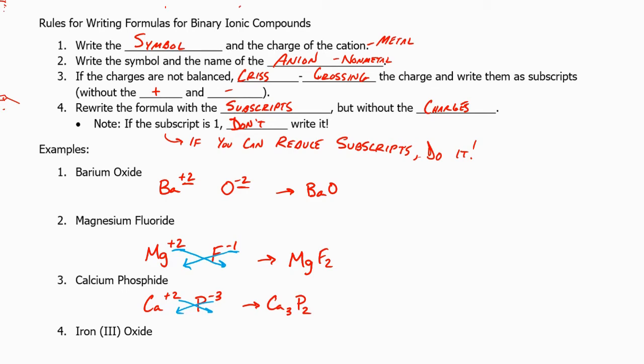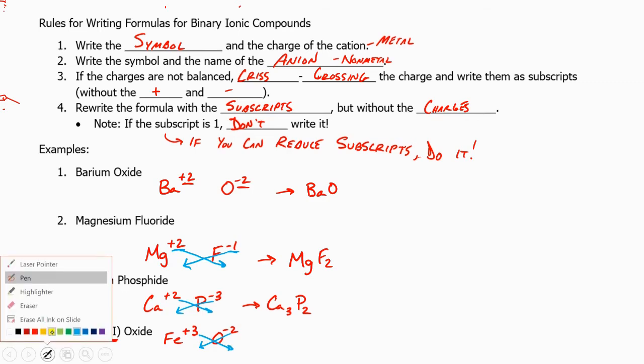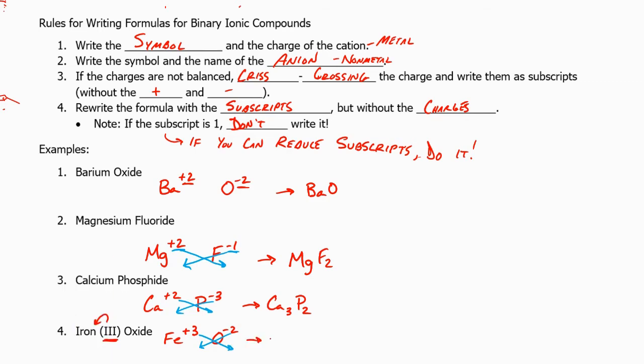All right, and our last one, we have iron 3 oxide. Now remember, that Roman numeral is telling us the charge of our iron. So that means iron, which is Fe, has a +3 charge. And then we have oxide, which again is just oxygen, and oxygen is -2. So we crisscross those charges down, and that gives us a 2 for the iron and a 3 for our oxygen. So our final formula for iron 3 oxide is Fe2O3.